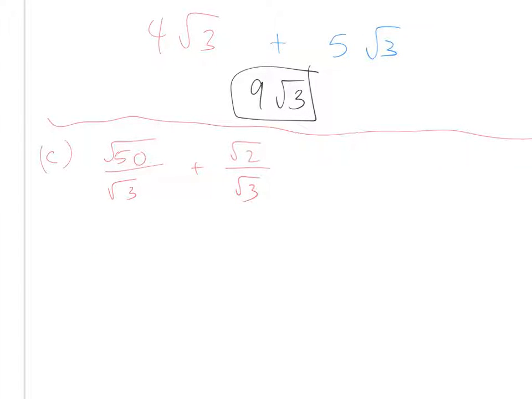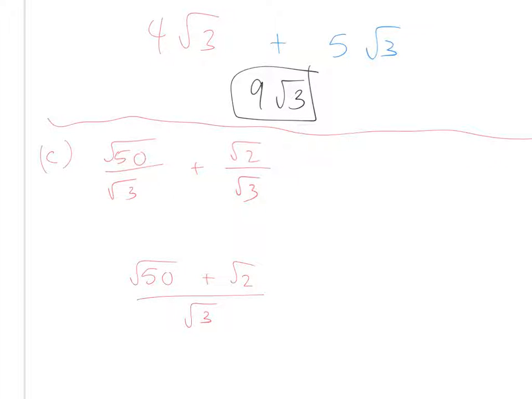When I combine fractions, what do I always need? When you add fractions, you need a common denominator. Do you have one? Yes. You do. You absolutely do. So the numerator you can think of as just root 50 plus root 2. And the denominator is simply root 3.